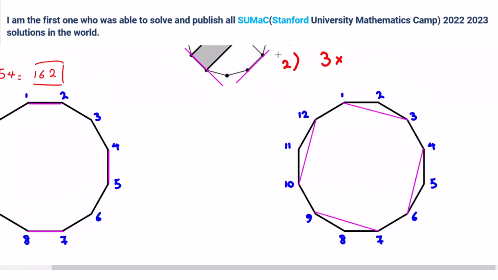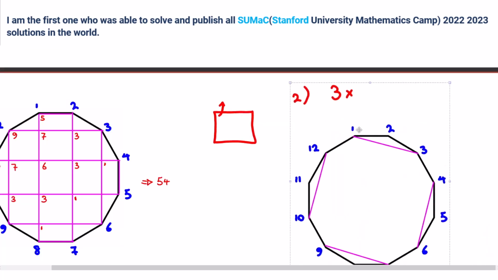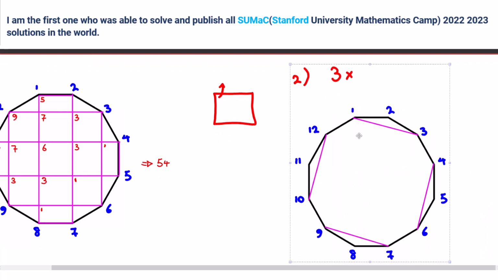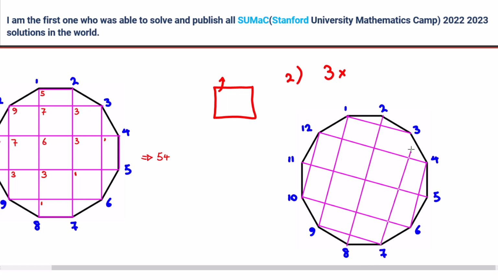Now let's try this one. Case 2. So for case 2, again, let's draw all these lines. This one, this one, this one, this one, this one, right? On all of them. Okay, here you can calculate again rectangles like this, for example, 54.